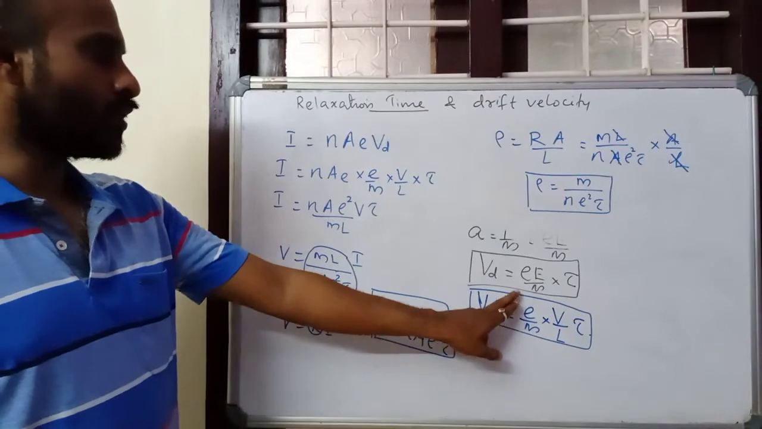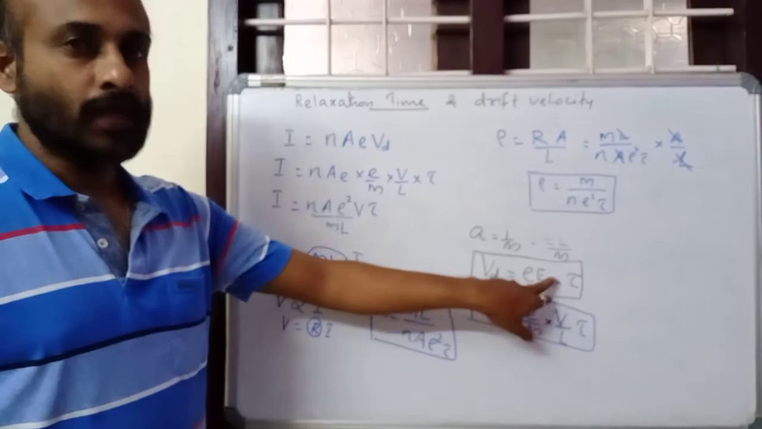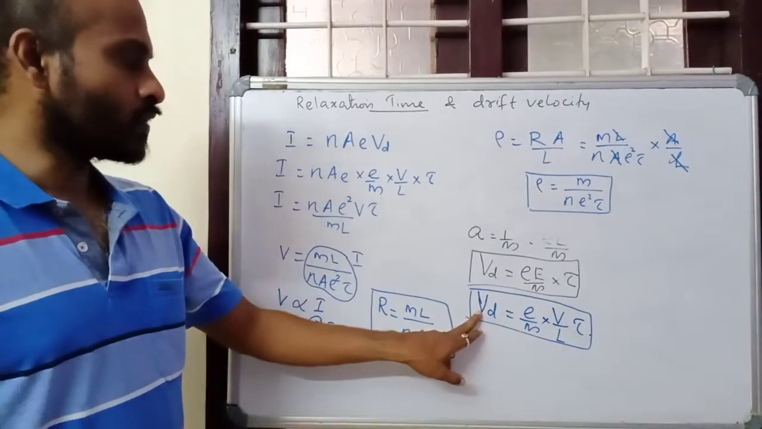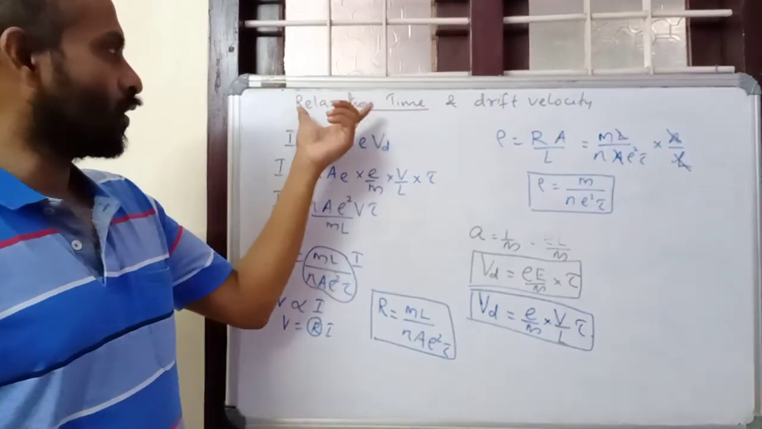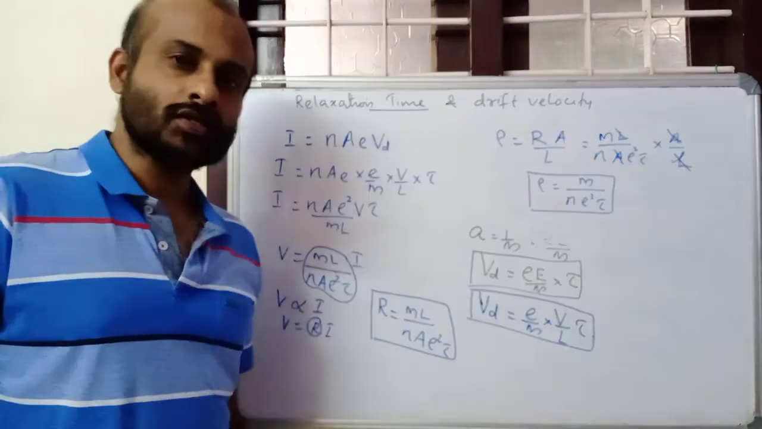So drift velocity is equal to e by m into tau, where E is the electric field. Drift velocity also can be expressed in terms of potential difference. So this is the topic relaxation time and drift velocity.